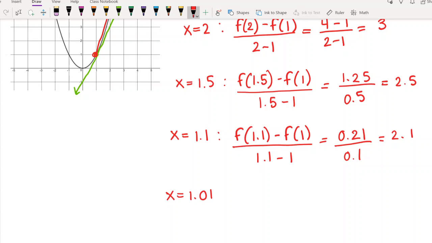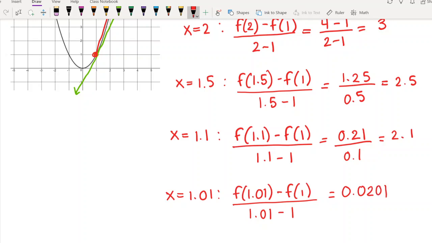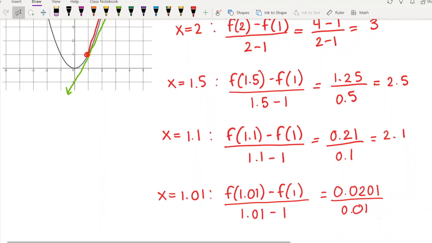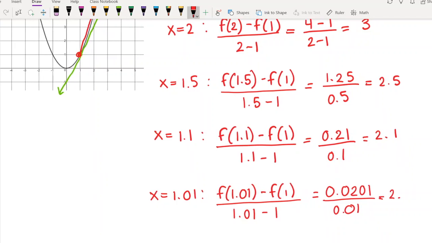But now we have a secant line where the 2 points we're using are almost right next to each other. So it's almost the same as that green tangent line. If we use these 2 points and calculate the slope, we're going to get, drum roll, 201 divided by now 0.01. And so this is going to equal now 2.01. And so this trend is going to continue.